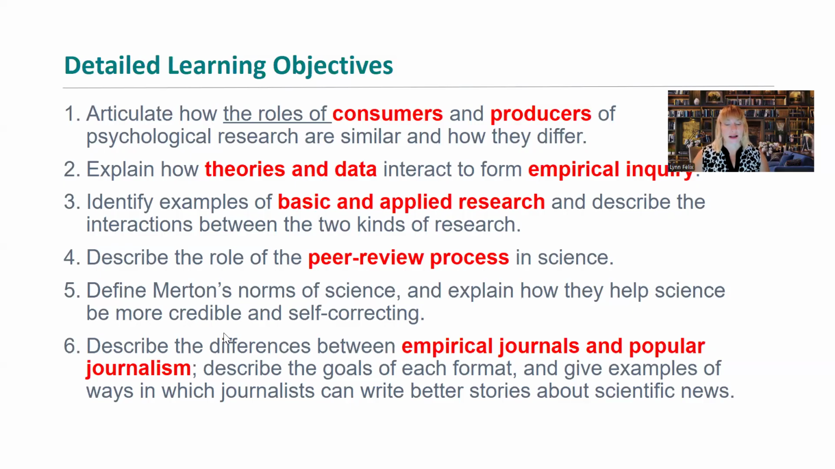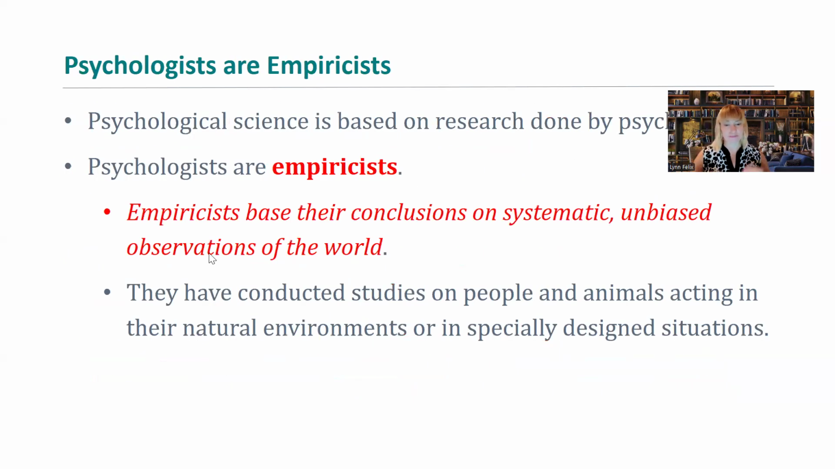You're going to be able to define the norms of science by Merton and explain how they help science be more credible and self-correcting. I've included a slide that goes over each of those for you guys to visually take a look at. And then describe the differences between empirical journals and popular journalism. So let's go ahead and get into the meat of what we're doing.